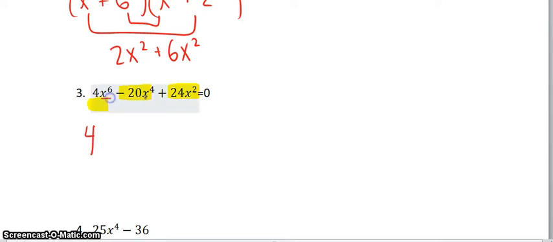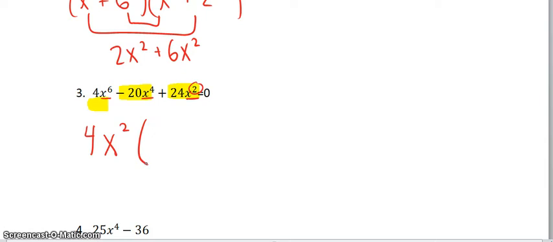What do x to the 6th, x to the 4th, and x squared have in common? Or how many x's can I pull out of all those terms? Since the lowest power is a 2, we can only pull out 2 x's. So really your greatest common factor is 4x squared.